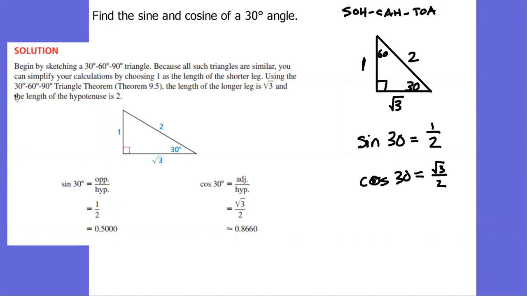Notice that the textbook went one step further here, and they also got the decimal approximation, or decimal equivalent, for each of those. So the sine of 30 was 1/2, or 0.5000 rounded to 4 decimal places. The cosine of 30 was root 3 over 2, or 0.8660.